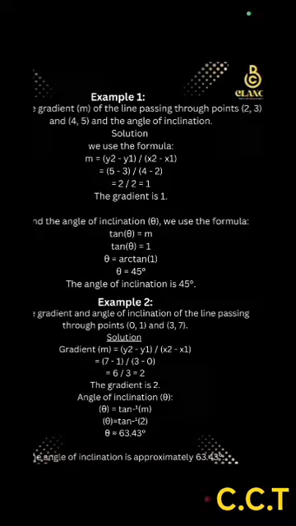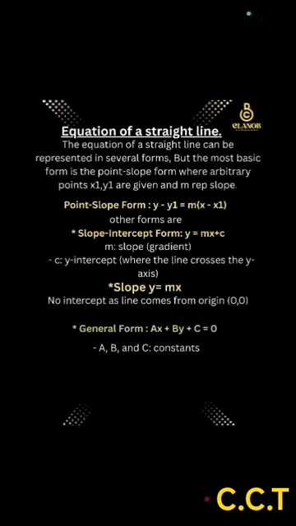And theta equals tan inverse of m, which is your gradient. So if you do your tan inverse 2, you get the angle of inclination between the 2 points 0, 1 and 3, 7 to be 63.43 degrees respectively. Now let's move further. The next thing we want to look at is the equation of a straight line.